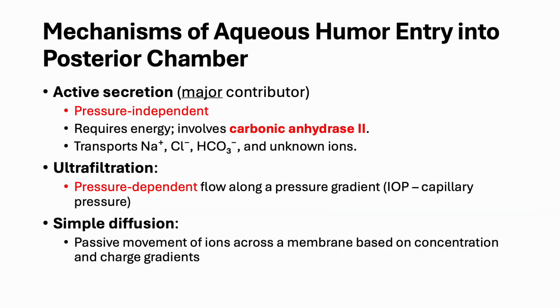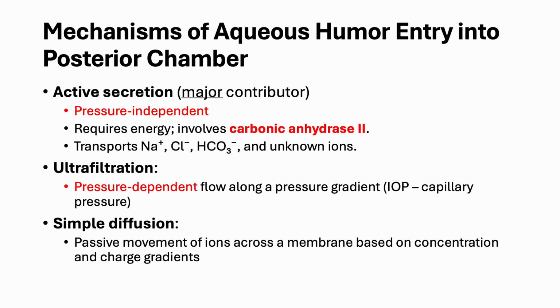There are three primary mechanisms through which aqueous humor enters the posterior chamber. The first and most significant is active secretion, which is pressure independent. This process requires energy and is mediated by enzymes such as carbonic anhydrase 2. Active secretion transports sodium, chloride, bicarbonate, and other unidentified ions across the non-pigmented epithelium into the posterior chamber. This mechanism accounts for the majority of aqueous production.